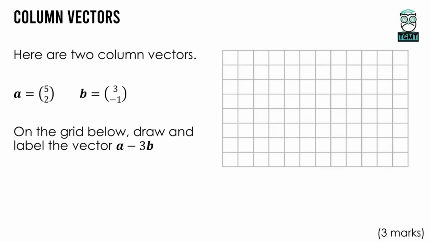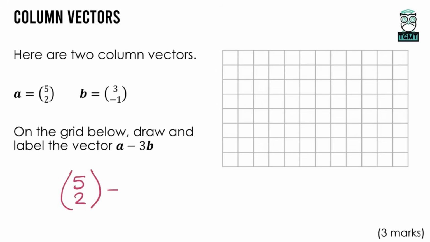So here it says there's two column vectors, 5 over 2 for a and 3 over negative 1 for b. The top number indicates left and right, the bottom number indicates up and down. It says on the grid, draw and label the vector a minus 3b. Well, a is 5 and 2. We just have to take away 3 lots of b.